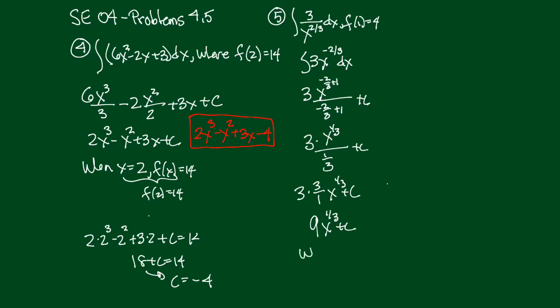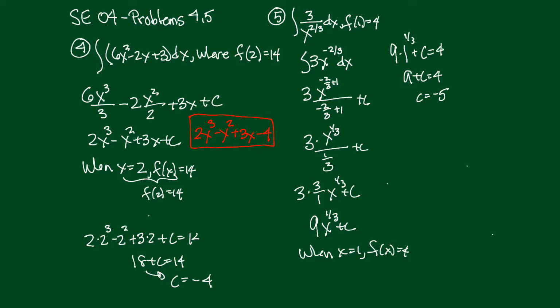Now we know this. When x is equal to 1, f of x is equal to 4. So let's put the 1 right back in here and set the whole thing equal to 4. You'll see. So I'll do that up here at the top right. So we'll get 9 times 1 to the 1/3 plus c equals 4. Well, 1 to any power is 1. So I get 9 plus c is 4. So c must be negative 5.